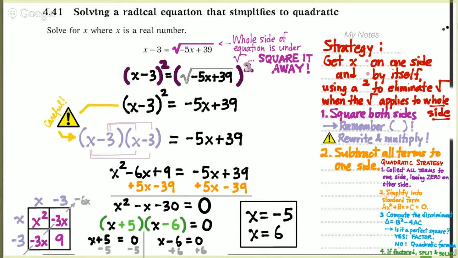And that's that. So how do I solve a radical equation if I have a square root of an entire side of one part of the equation? Well, to get rid of that square root, square it away. Just square both sides of the equation, and immediately that radical is gone.